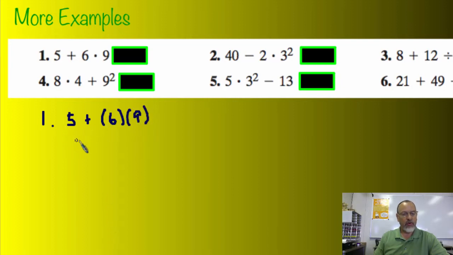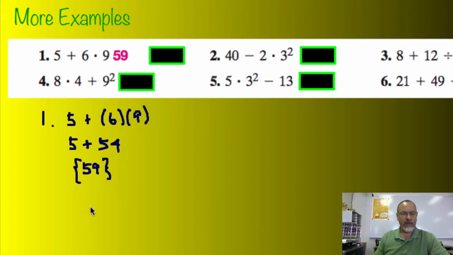So we do multiplication from left to right first. 5 plus 6 times 9 is 54. And now we add from left to right, so we have 59, and we're going to use the braces as our grouping symbol to indicate our final answer. So we move that aside, and we can see we have the correct answer.